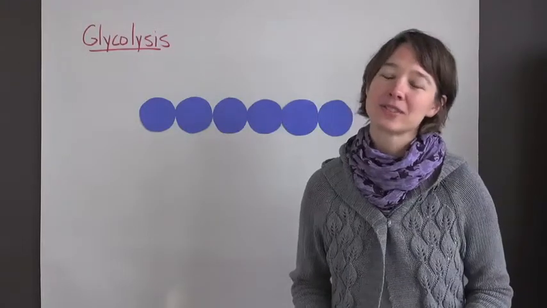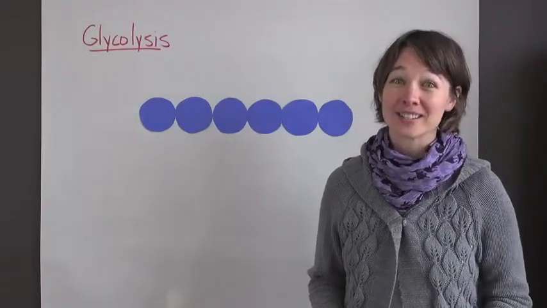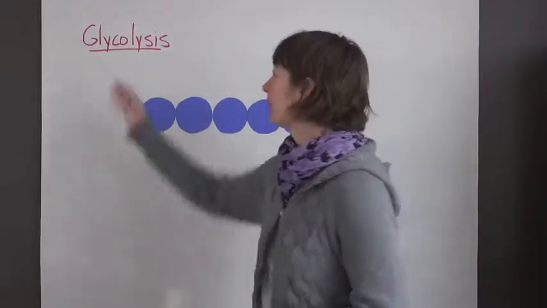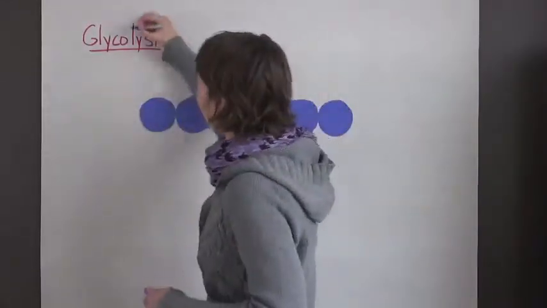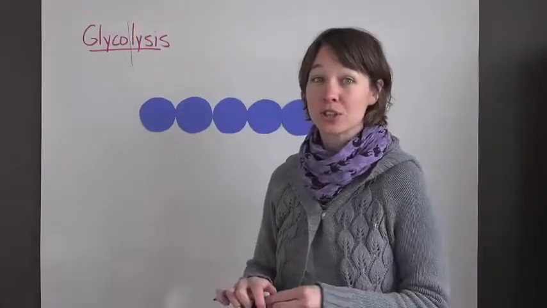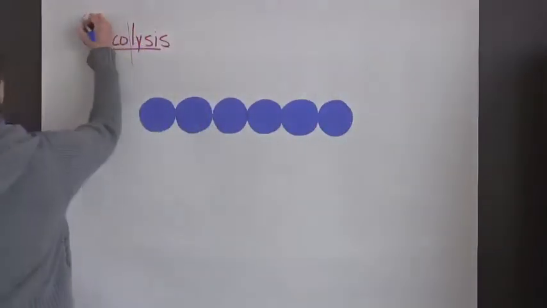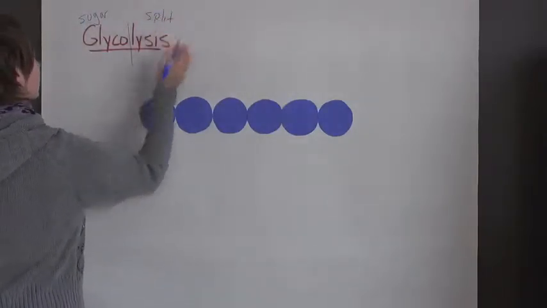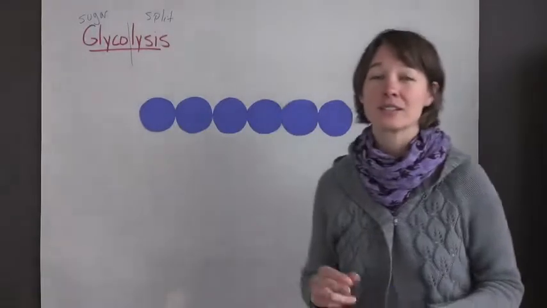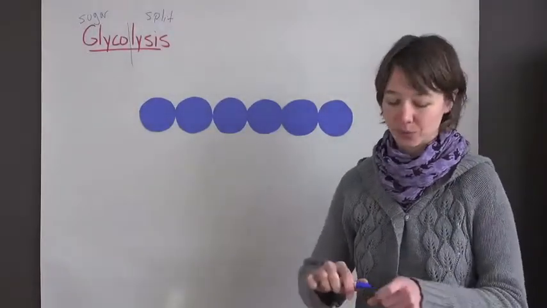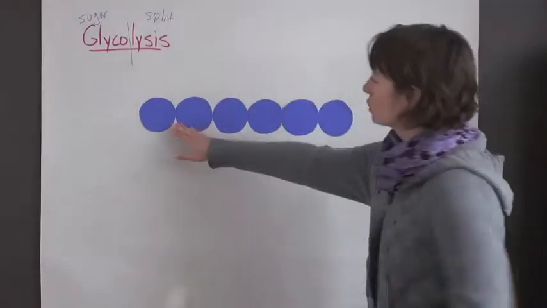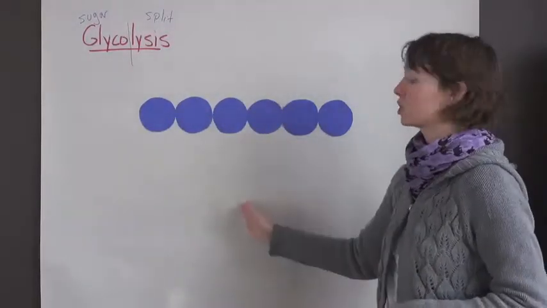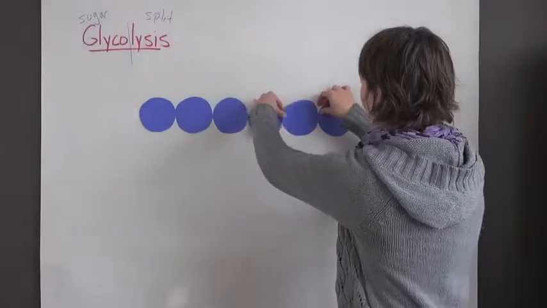The first step of cellular respiration is glycolysis. In glycolysis, the name really tells you exactly what it's going to do. It's got two parts, glyco and lysis. Glyco means sugar, and lysis means split. So the process of glycolysis just splits sugar into two. So we have sugar, which is a 6-carbon molecule, and glycolysis just splits it right in half.